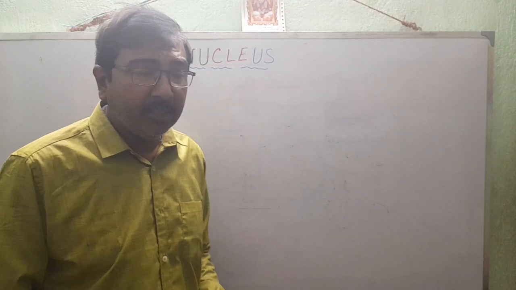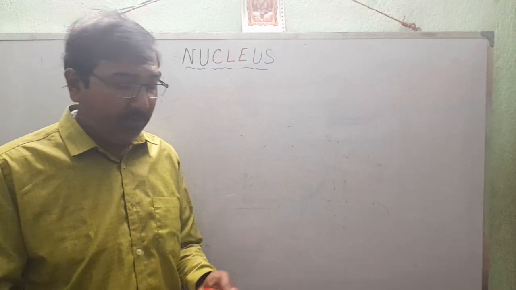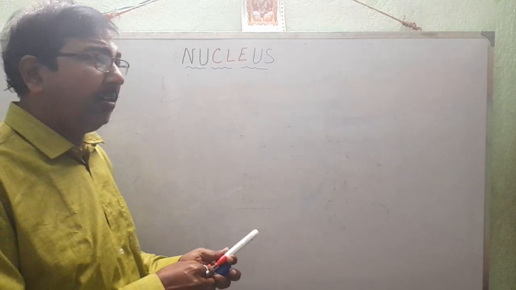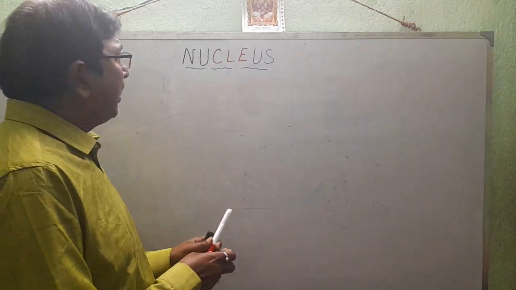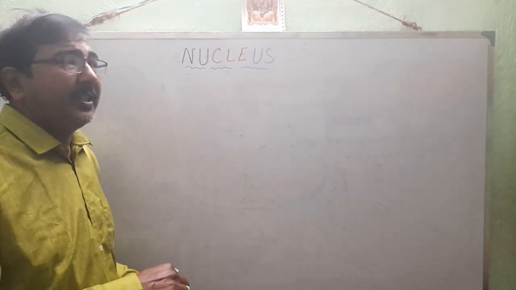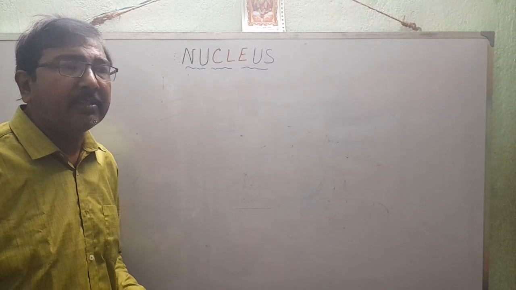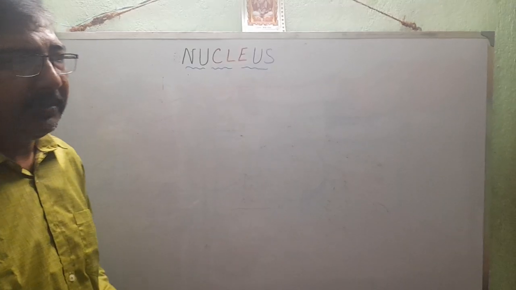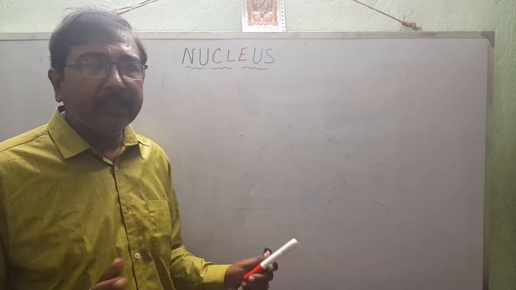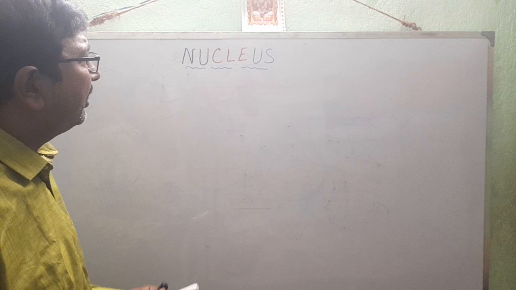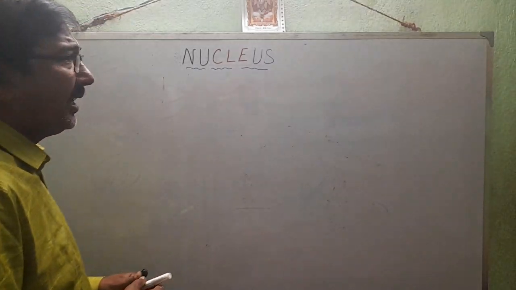Hello student, today I discuss about the nucleus, another important part of the cell. The nucleus was discovered by Robert Brown, and the nucleus is called the brain of the cell because it controls all the metabolic activity of the cell. That's why it is called the brain of the cell. Then, location.